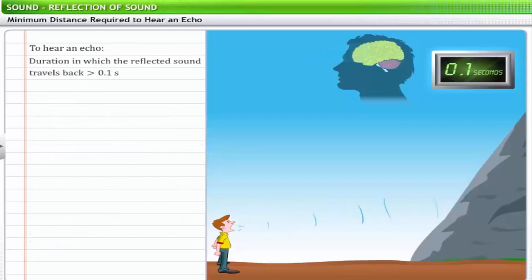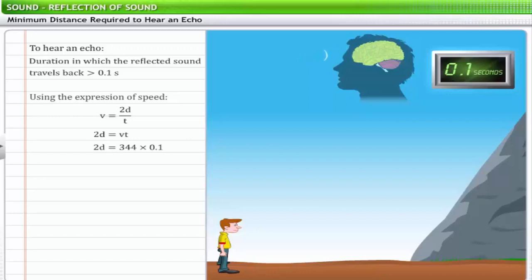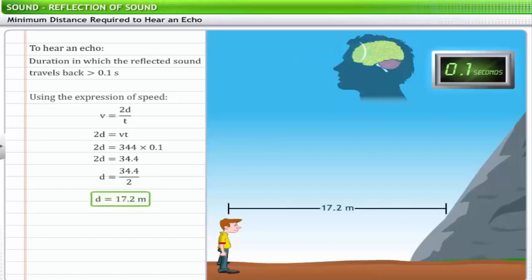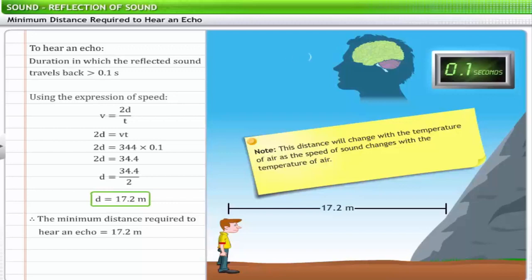To hear the echo, the duration in which the reflected sound travels back should be at least 0.1 second. Therefore, by using the expression of speed, the distance travelled by the sound wave is equal to the product of the speed of the sound and the time for which a sound persists in our brain. On substituting the values and simplifying, we get d equal to 17.2 meters. Therefore, the minimum distance required to hear an echo is 17.2 meters. Note, this distance will change with the temperature of air, as the speed of sound changes with the temperature of air.